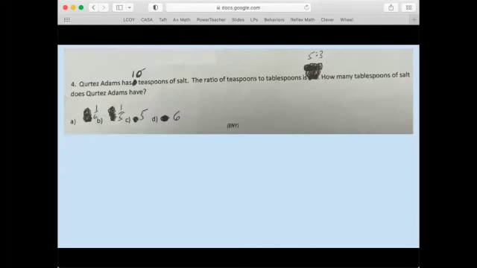It says Cortez Adams has 10 teaspoons of salt. The ratio of teaspoons to tablespoons is 5 to 3. How many tablespoons of salt does Cortez Adams have? So the first thing I have to ask myself is, in this ratio problem, what are my two quantities? My two quantities are teaspoons and tablespoons. Teaspoons to tablespoons.